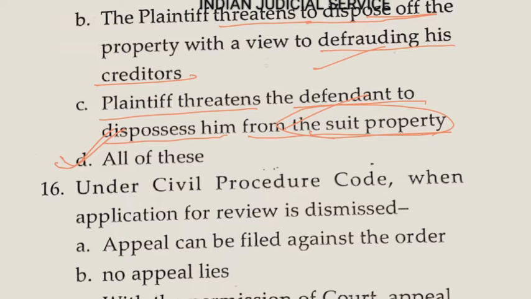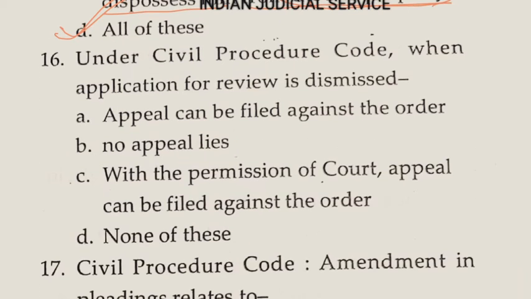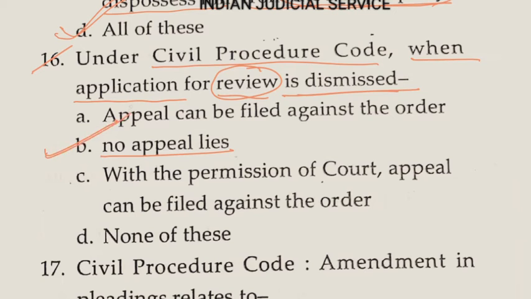And this question is related to Order 39 Rule 1. Order 39 relates to temporary injunction and interlocutory orders. Now question number 16, under the Civil Procedure Code, when the application for review is dismissed. So when an application for review is dismissed, no appeal lies. So the answer is here option B. And this is clearly provided in Order 47. This is very important here, Order 47 and Rule 7.